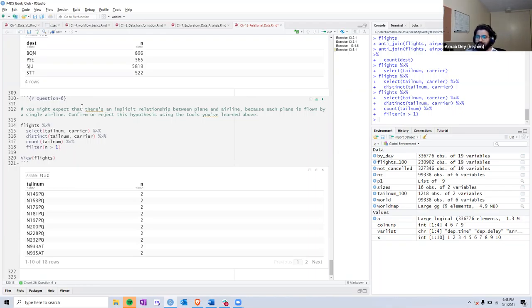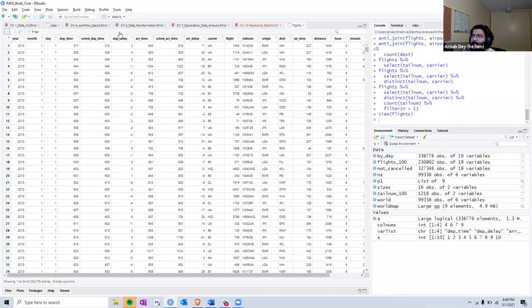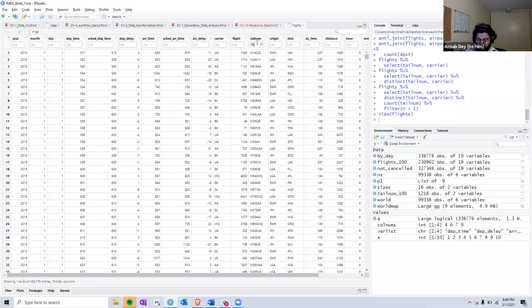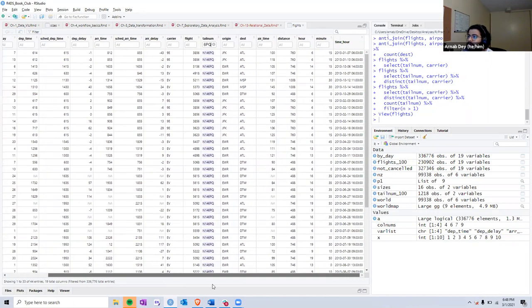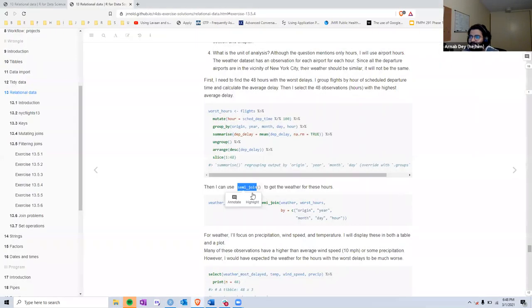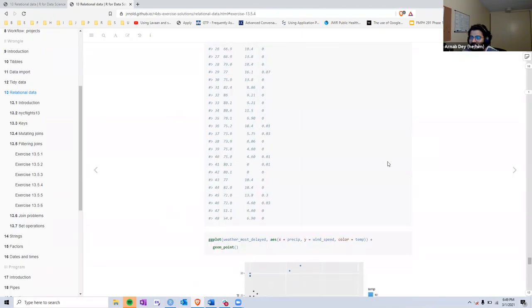So N1460Q. The carrier is there. See, there's 9E as well as EV. I don't know what is going on here. Maybe a data entry error or something. But the same plane has two different carriers. So that was the end of the relational data chapter. Next, we move on to strings.